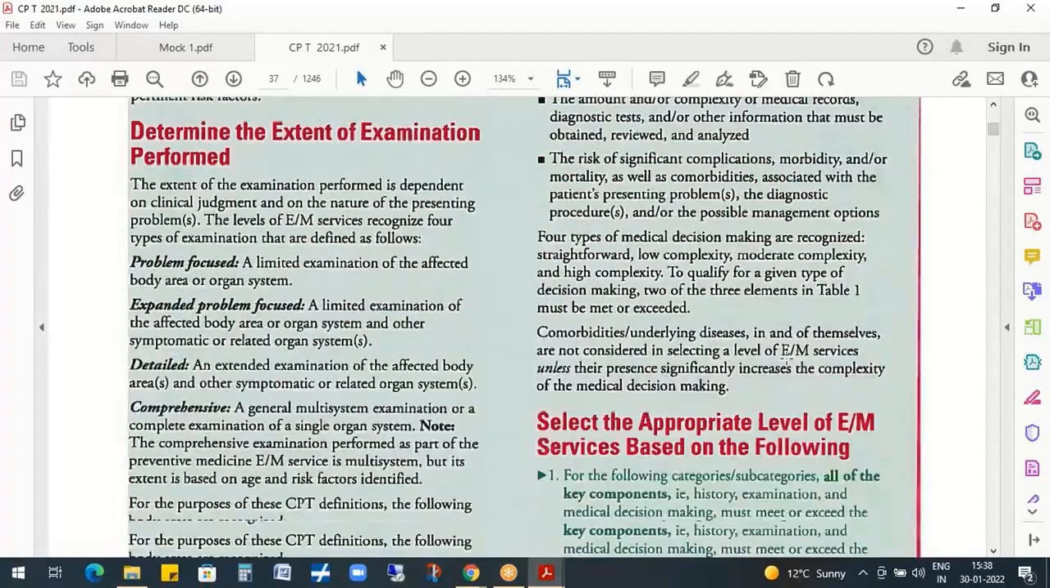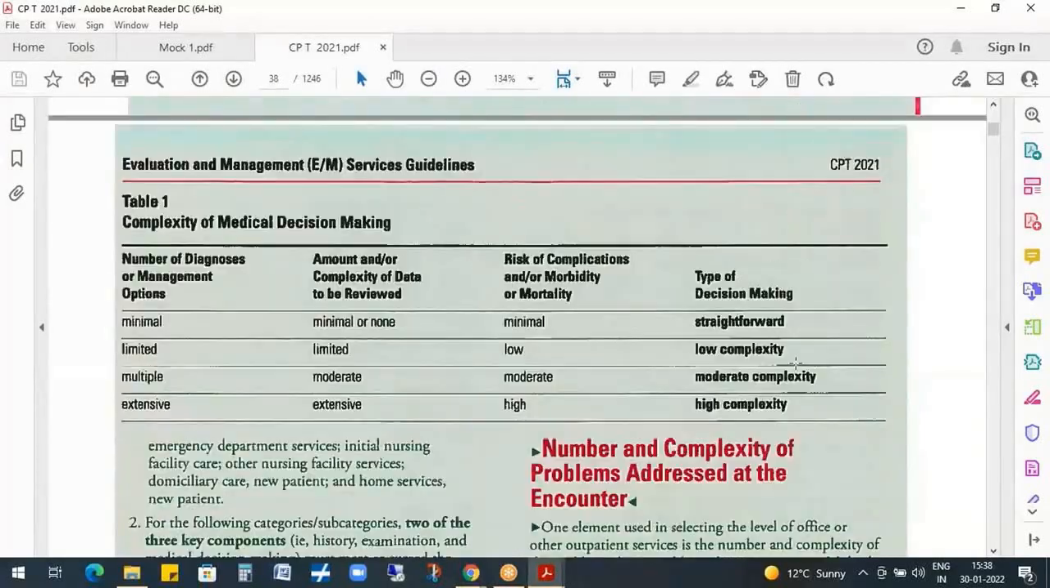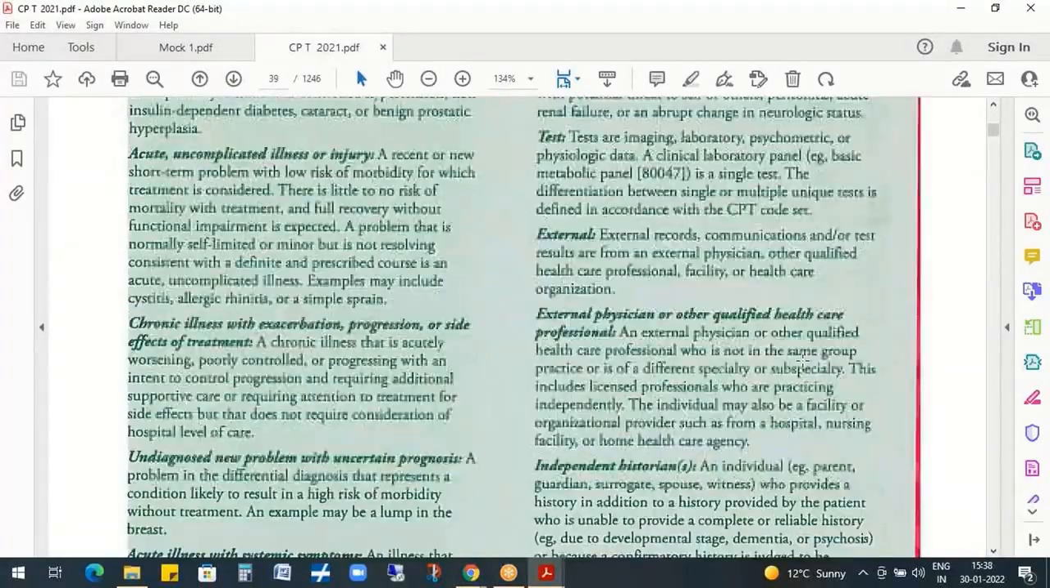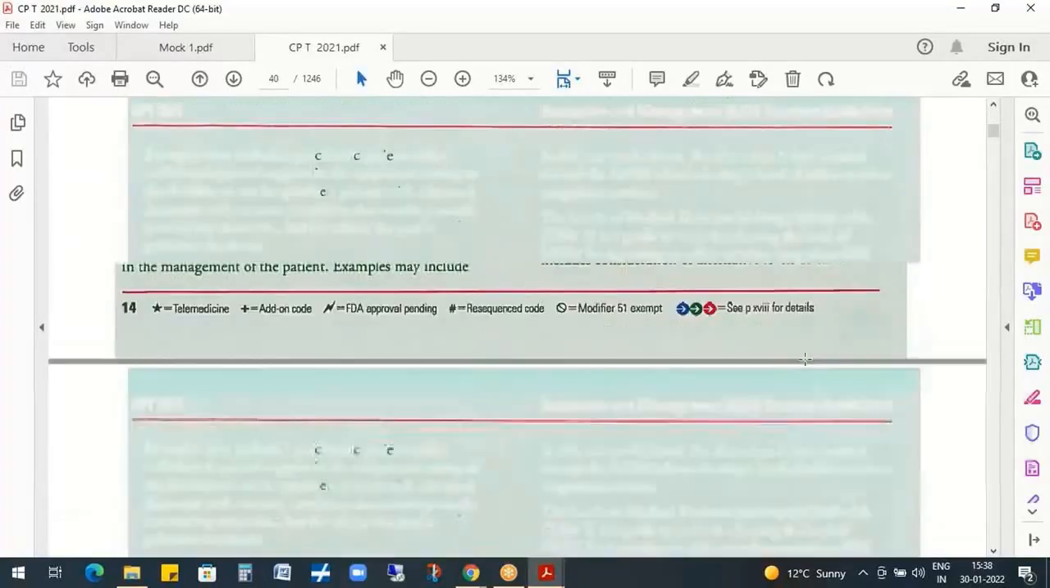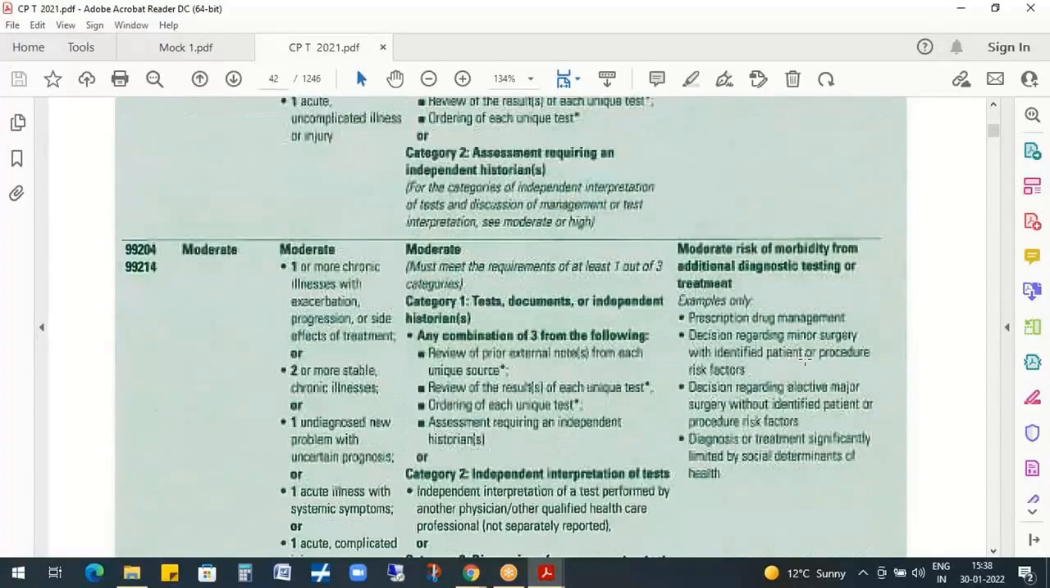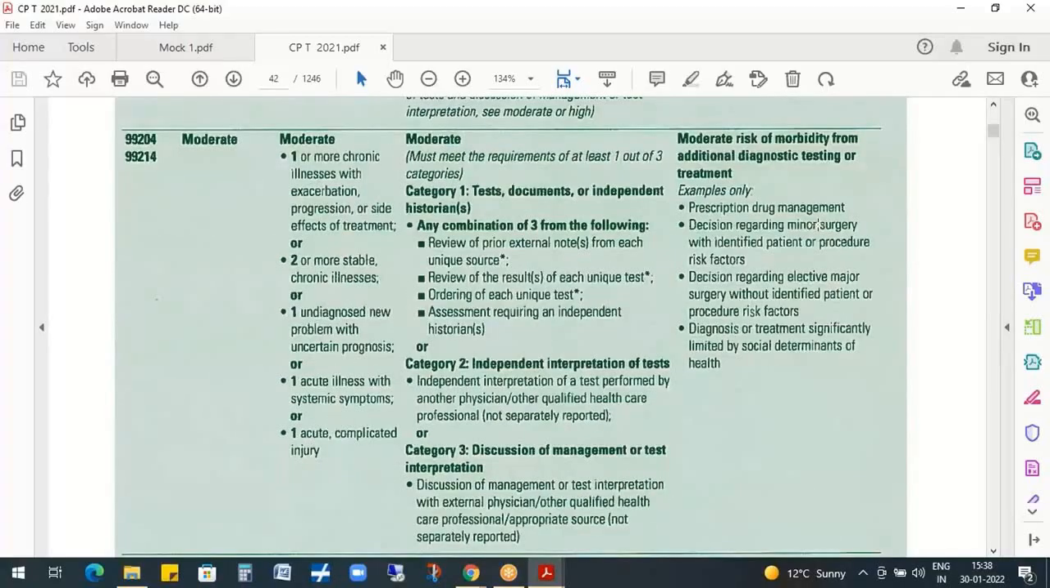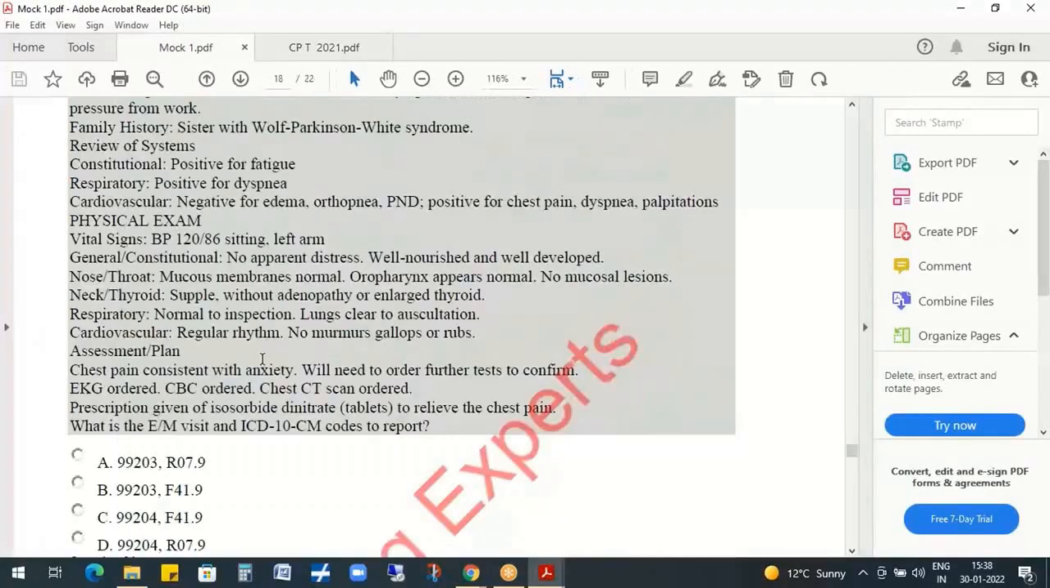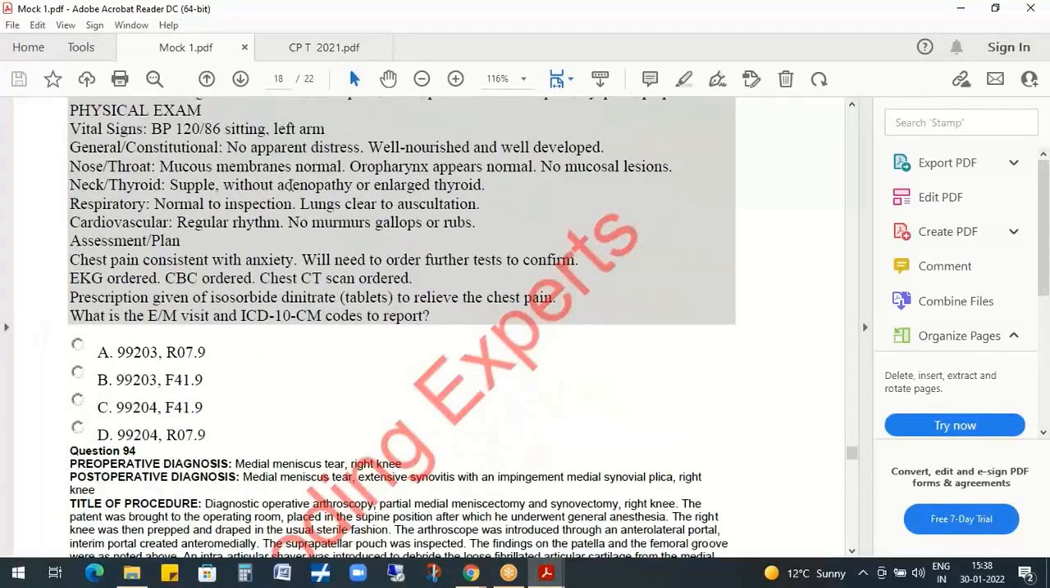When you are doing this initially, you face a little difficulty. When you keep on doing it, you will get the concepts. Can you see this table, everyone? On my screen, can you see prescription drug management? One acute illness with systemic symptoms. Can everyone see my screen? Then it comes under 99204. What is the main problem the patient is having? Chest pain.